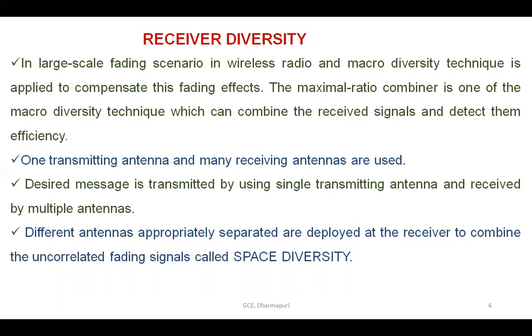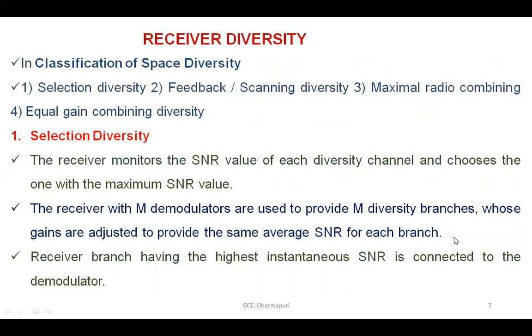The desired message is transmitted using a single transmitting antenna and received by multiple antennas. Different antennas, appropriately separated, are deployed at the receiver to combine the uncorrelated fading signals, called space diversity. Space diversity may be classified into selection diversity, feedback or scanning diversity.